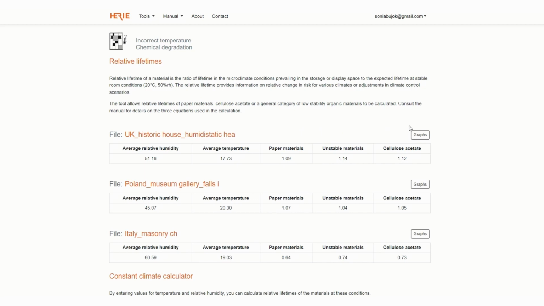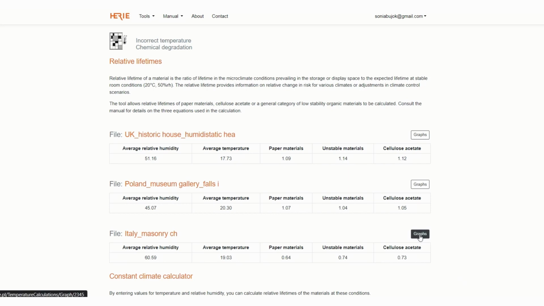In the case of conditions representative of museums and historic buildings, the relative lifetimes of all considered materials are slightly larger than 1, which means that these conditions are safe for objects such as paper documents or animation cells made of cellulose acetate. On the contrary, in the case of generally high relative humidity conditions, such as in a church, the expected relative lifetime of cellulose-based materials decreases by 1/3, which corresponds to a higher risk of degradation.